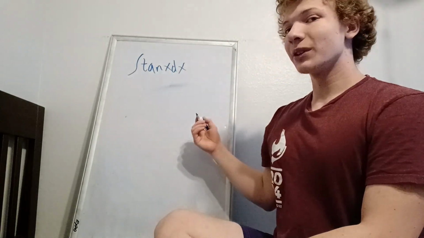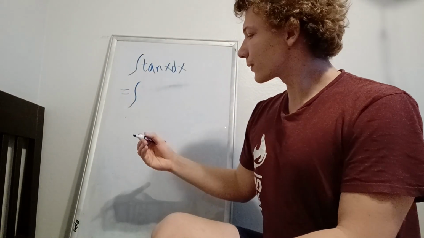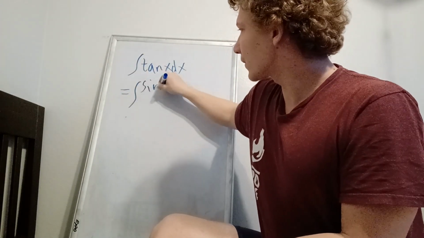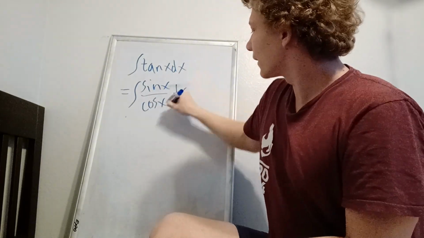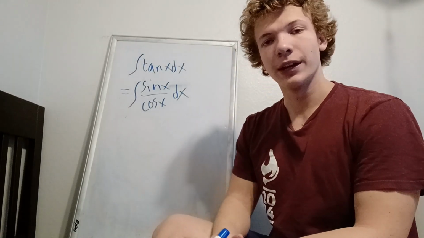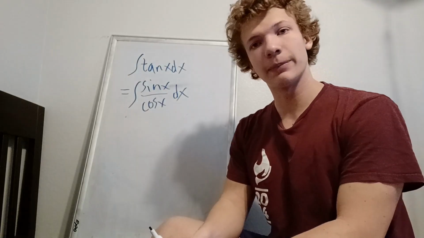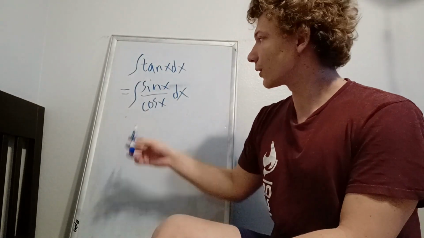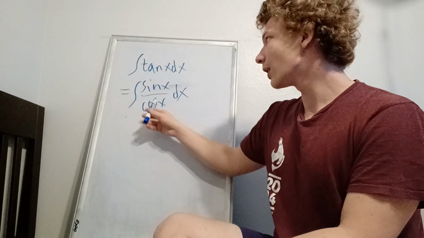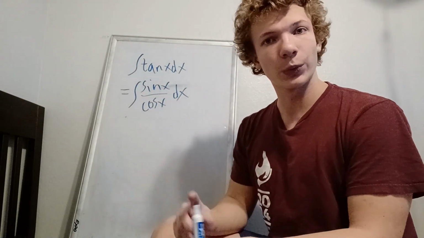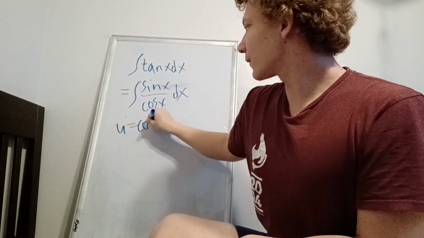The first step is to rewrite tangent x. We know that tangent x is equal to sine over cosine, so we're going to write that right here. Sine x over cosine x dx. Now, remember, when you do a u-sub, you're looking for the derivative of a function that's being multiplied directly by dx. In this case, cosine x is not being multiplied directly by dx because it's in the denominator, but the sine x is. So we'll use our u to be cosine x.